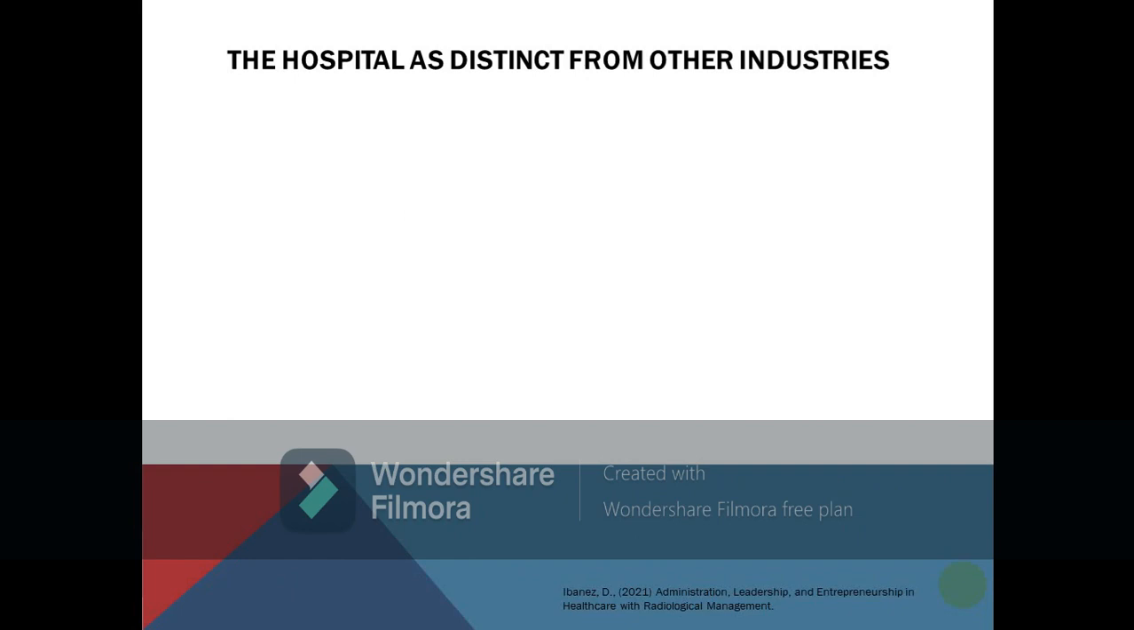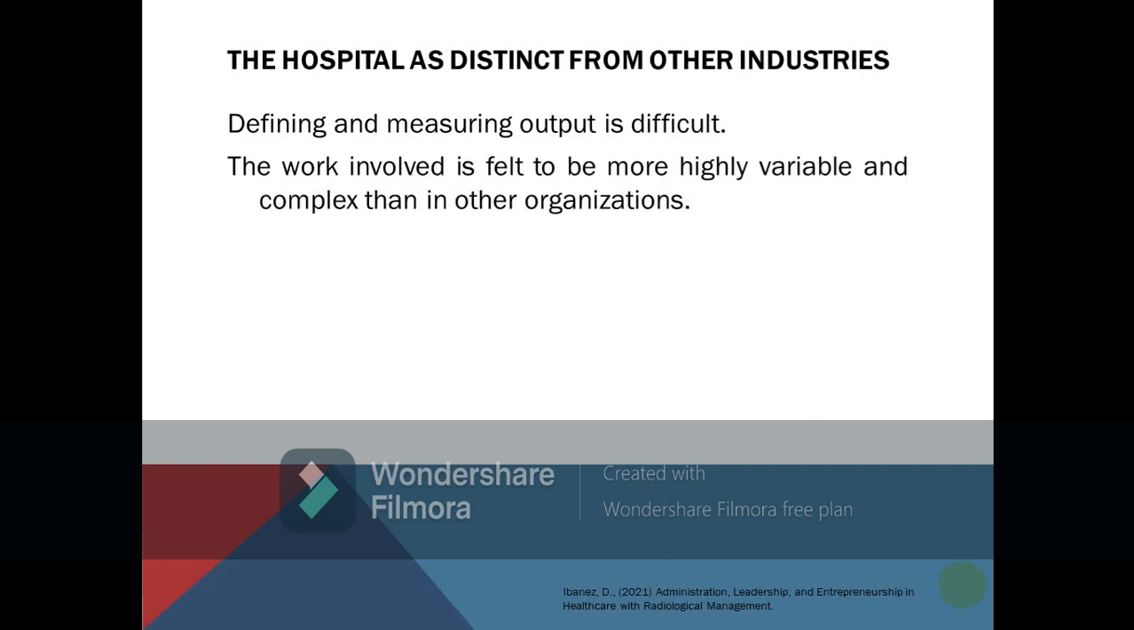So, how does the hospital differ from other industries? First, defining and measuring output is difficult. The output is difficult because each case is unique and it depends on the health condition of the patient. Second, the work involved is felt to be more highly variable and complex than in other organizations. The hospital is composed of a wide variety of specializations and professions which makes it more complicated than other organizations.